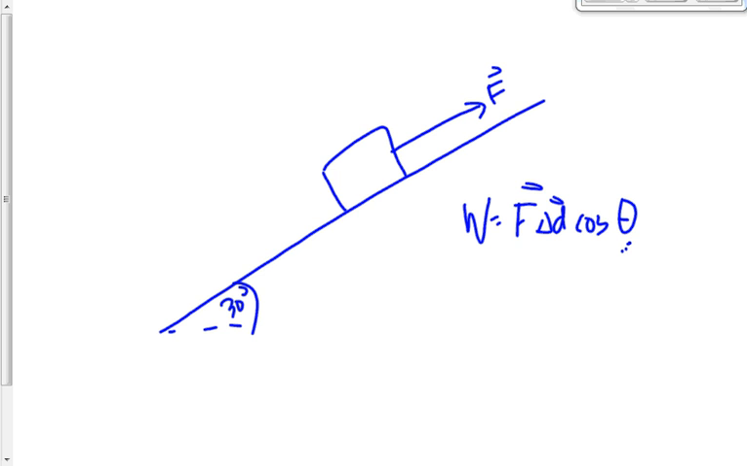30 degrees? Why wouldn't I use 30 degrees? That's my angle, right? What did we define the angle as? The angle between the way that it's pulled and the way that it moves. Which way is it pulled? 30 degrees. Which way does it move? 30 degrees. What's the angle that I use in there? Someone's got to get this.